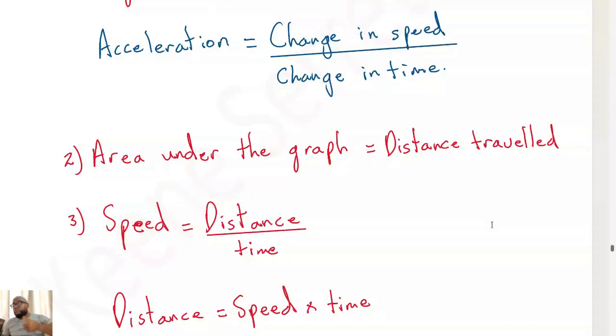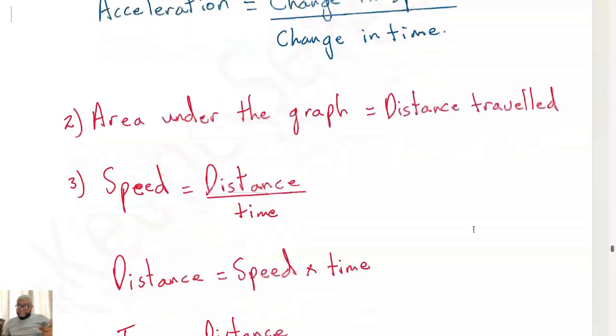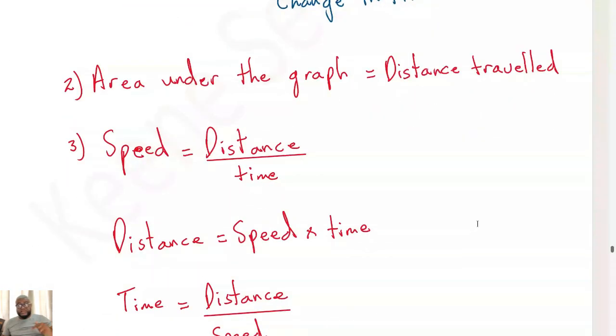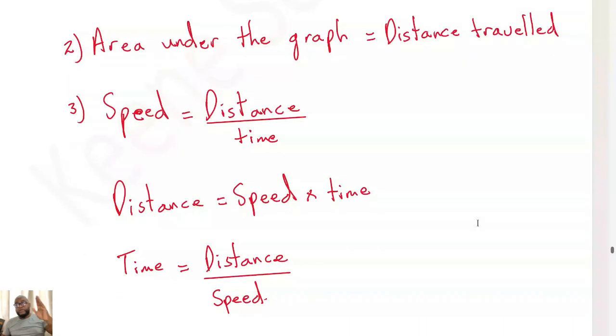Area under the graph is the distance traveled. So anytime they ask you for the distance, all you need to do is work out the area under the graph and you will get your distance traveled. Speed is equal to distance over time. From this formula, we can get two other formulas: distance is equal to speed multiplied by time, and time is equal to distance divided by speed.